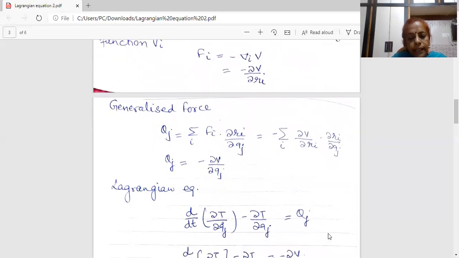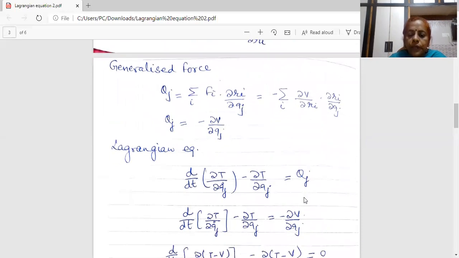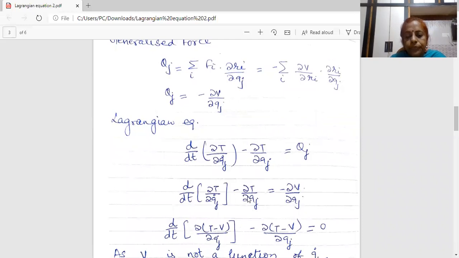The general form of Lagrangian equation is d by dt del T upon del qj dot minus del T by del qj is equal to capital Qj. I have determined the value of generalized force, substituting generalized force to be minus del V upon del qj. I got this equation. Now I am collecting the similar type of terms, that is del by del qj. These two terms I am putting them in a single bracket. So I obtain the equation, del T minus V upon del qj.